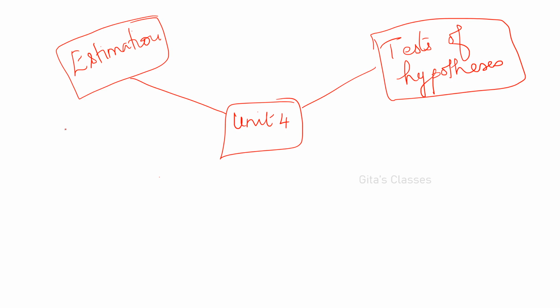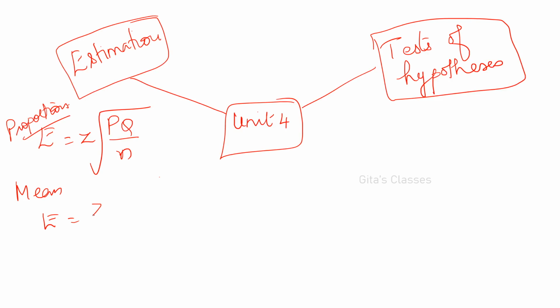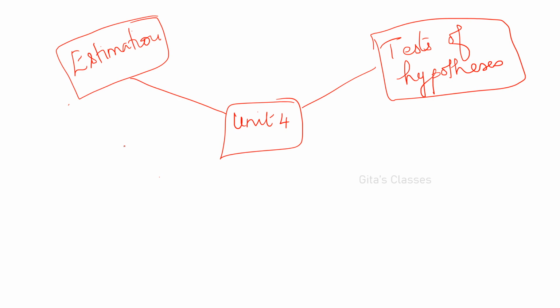All the theory parts are also important, even each and every definition is important. Similarly, for proportion, E is equal to z into root of pq by n, and for mean it is E is equal to z into sigma by root n. All these things I have explained elaborately in the classes, so please go through them. All the definitions are important.